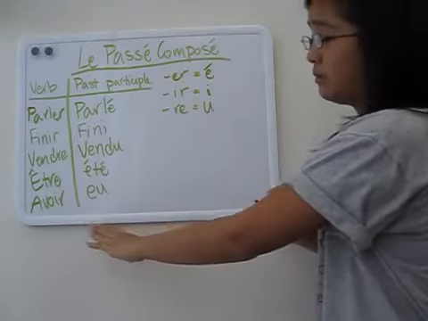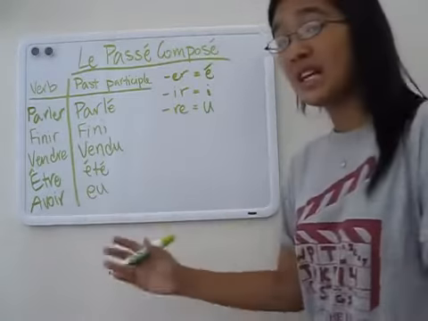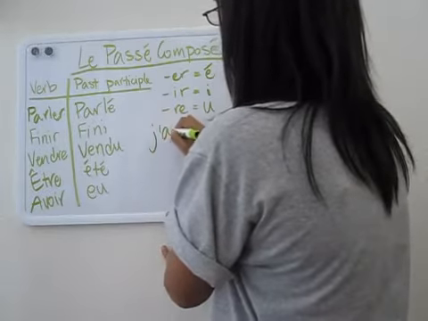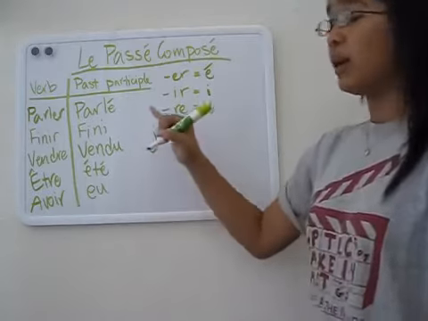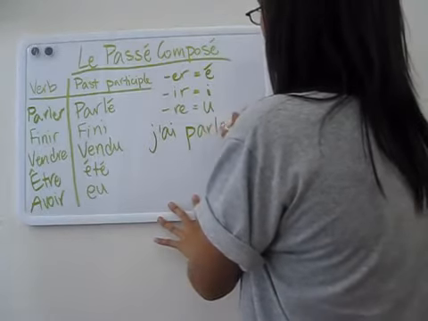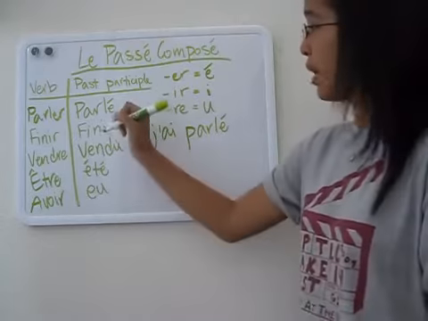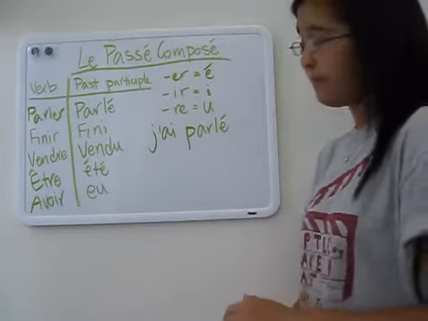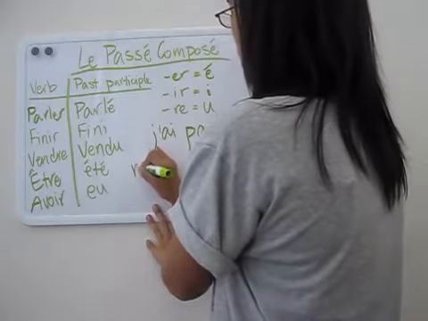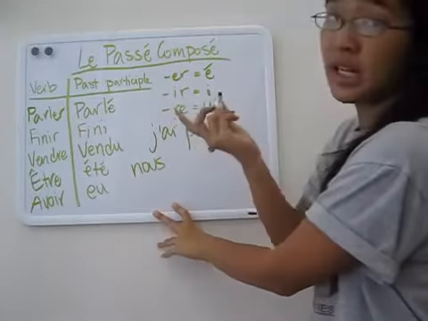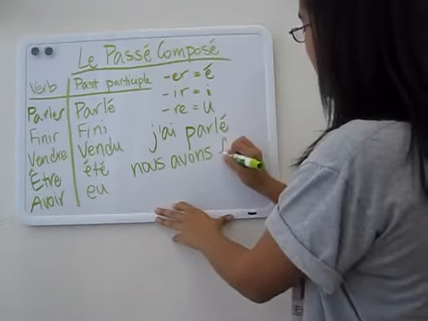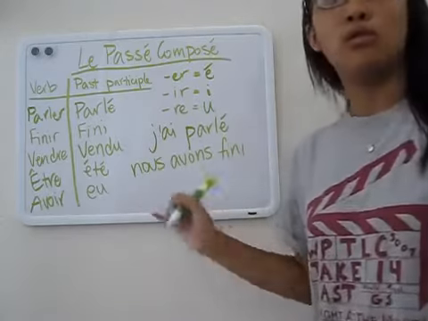For most verbs, you'll use the present tense conjugations of avoir. So for je, for example, it would be j'ai. And if I wanted to say I spoke, I would say j'ai parlé and use the past participle from parler that I conjugated up there. Likewise, if I wanted to say we finished, it would just be nous, which means we, the corresponding helping verb, avoir in present tense, and the past participle. So, nous avons fini.